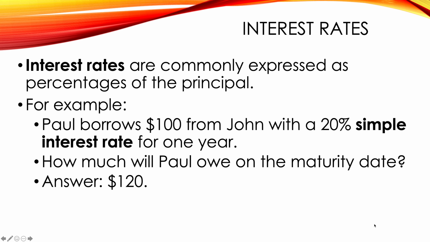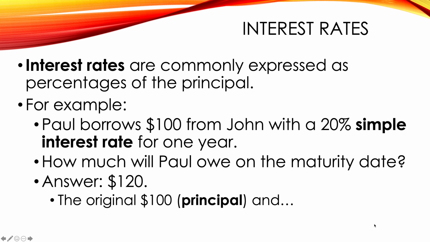$120. Let's think about why. $100 is the principal, right? That's the original amount borrowed. So of course that's due back. And $20 in interest. Where did we get $20 from? Well, 20 is 20% of 100. In other words, we just multiplied $100 times 20%, and that gave us $20. So the principal and the interest together make 120. That's how much money Paul is going to owe John at the end of the term.